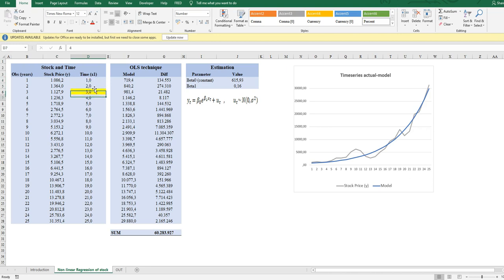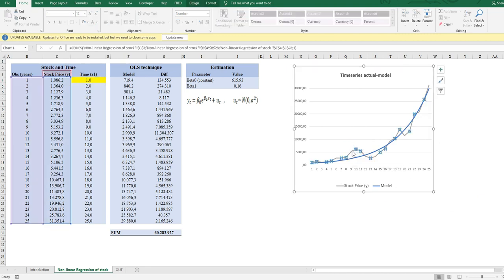Here we have time, and time of course just reflects the observation structure of years. And over here, just to start with a simple graphical description of the stock price evolution, you clearly see an exponential tendency. And the idea now is to identify the trend, the exponential trend.